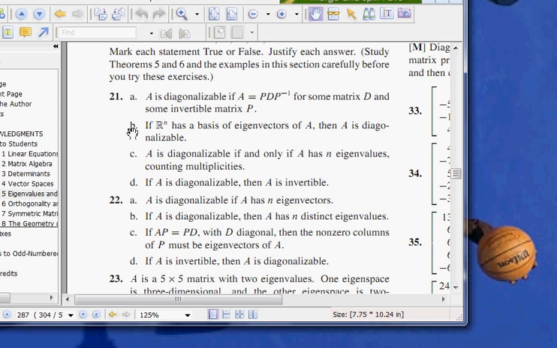Let's move on to B. If R to the n, Rn has a basis of eigenvectors of A, then A is diagonalizable. Well, go back to that one sentence in the book and it'll show you that this statement is true.